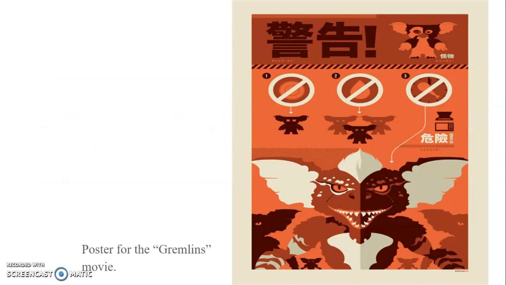This is one of Tom's posters. It is a poster for the Gremlins movie, and as you can see, it uses the vector style. He has a very unique way of using the vector style, however, and we will see that style continue in the next 2 artworks.